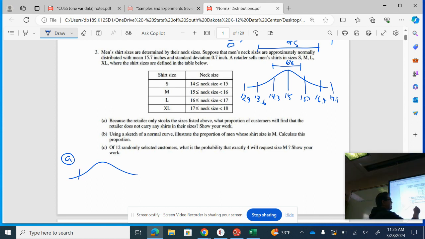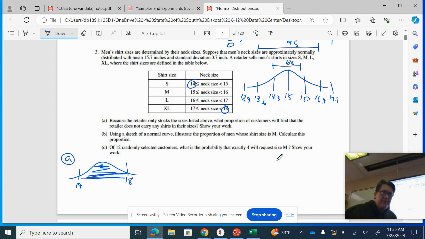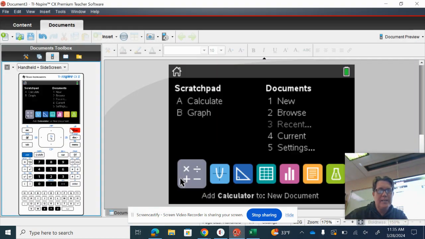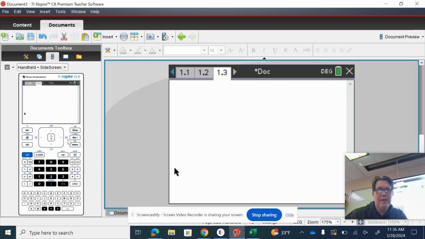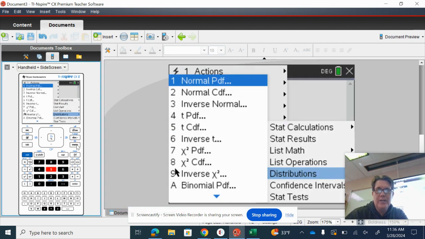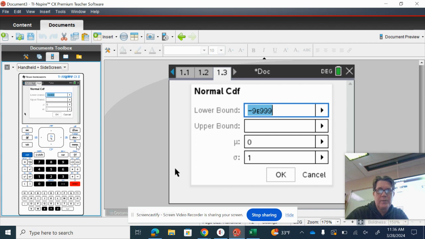But you should say, all right, the lowest is 14, the highest is 18. So I'm going to put a 14 here. I'm going to put an 18 here. That's the area I'm looking for. Okay? So now I'm going to do this in the calculator with the normal CDF. When grading the AP test, we call it calculator language, calculator speak. We're going from 14 to 18.